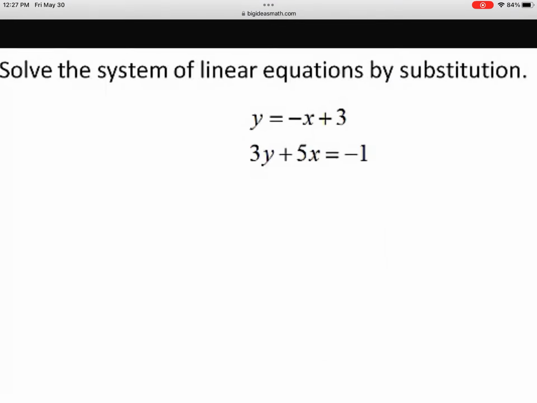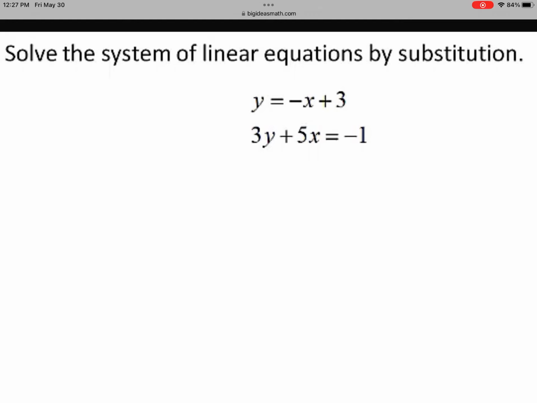Solve the system of linear equations by substitution. y equals negative x plus 3, 3y plus 5x equals negative 1. Let y equals negative x plus 3 be equation 1 and 3y plus 5x equals negative 1 be equation 2.